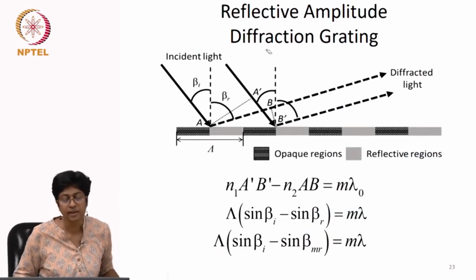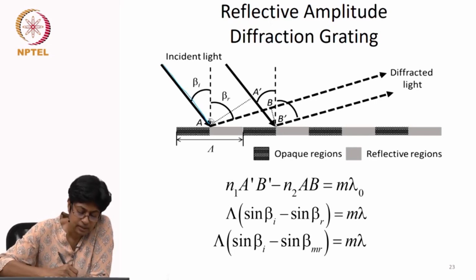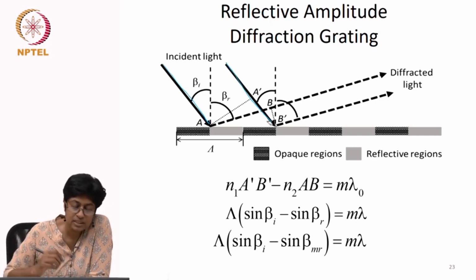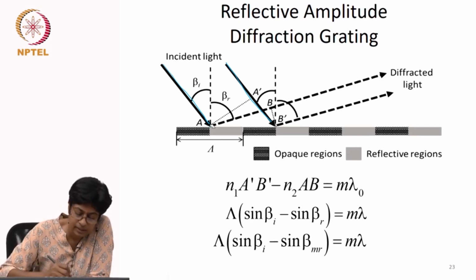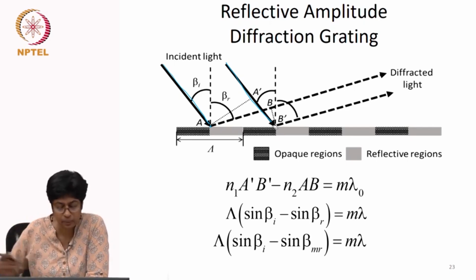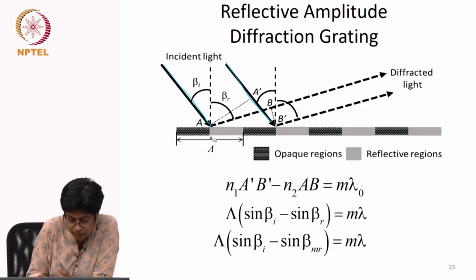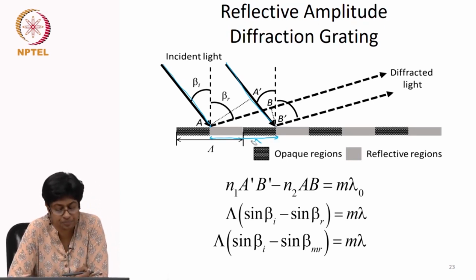Okay, so how do we arrive at the grating equation? I have a beam of light that's incident, and now let's just take two extremes of this beam, the one that hits this point and the one that hits a point corresponding to one period away. So this is one period. We're using capital lambda to indicate a period.